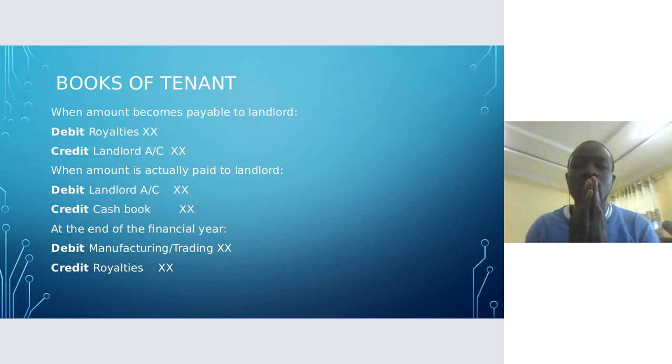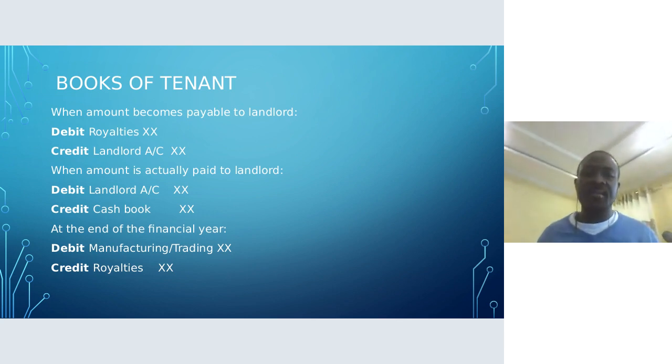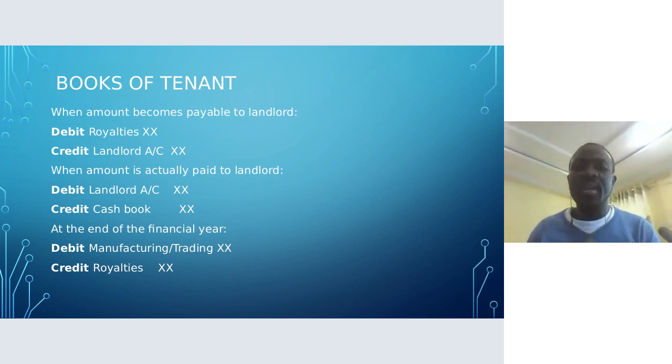Now we want to move to the books of the tenant. Remember, the tenant is the lessee, the person who has leased maybe a mine, or a patent, or a copyright. So for the books of the tenant, when the amount becomes payable to the landlord, for example, the 1.5 million that we have looked at.